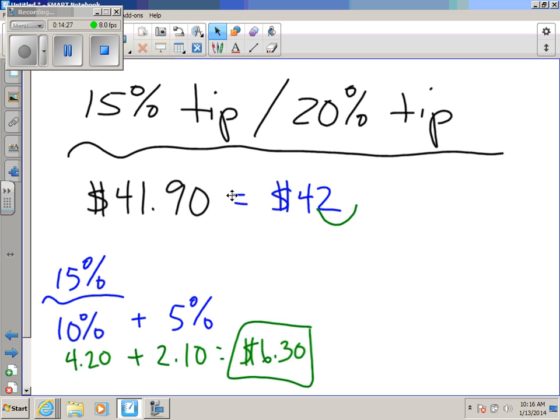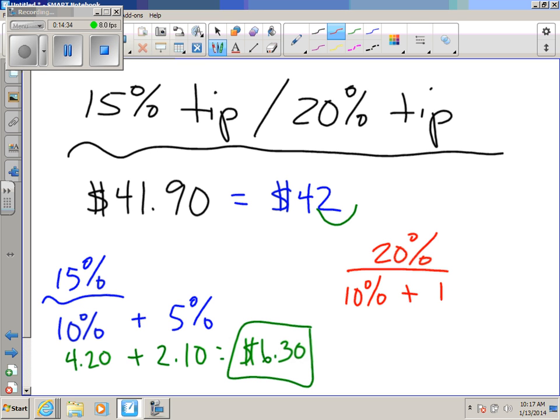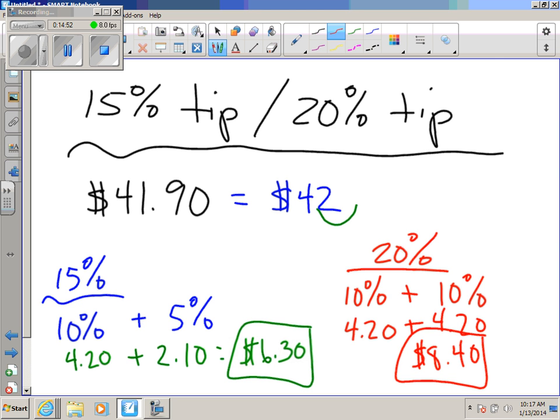20% is even easier because all we're going to do is combine a 10% tip with another 10% tip. If I already know that 10% is 4.20 plus another 4.20, together it makes $8.40. So your answer for a 15% tip, $6.30. For a 20% tip, $8.40. Okay. Any questions?